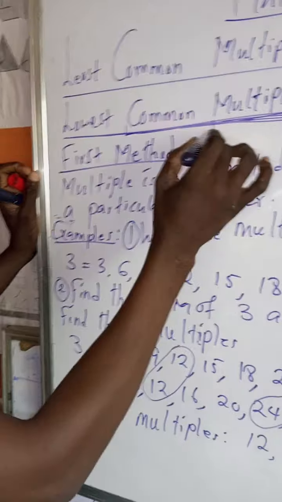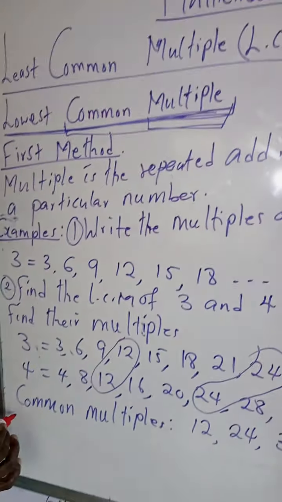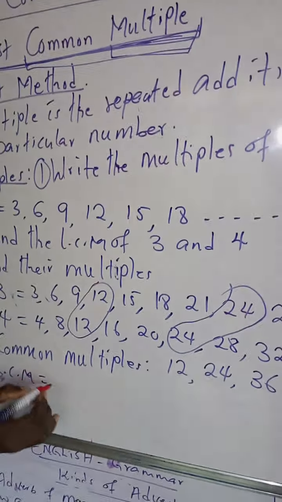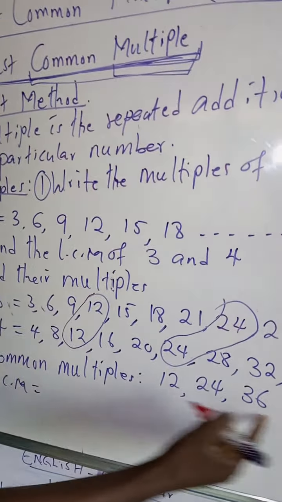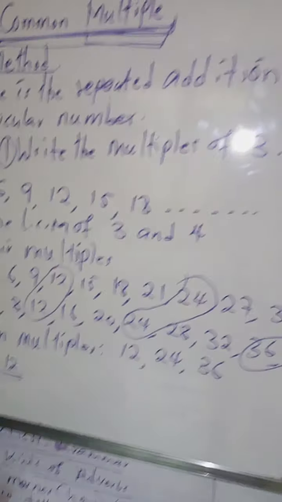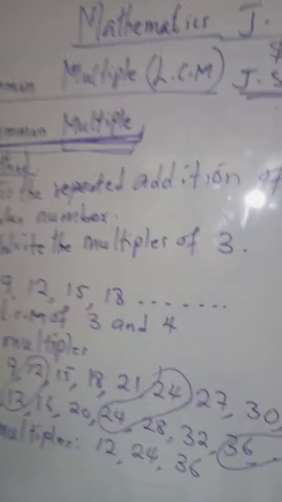Then we now move, we have fulfilled this now. So we started with this. Look for the multiple, next common multiple, then the lowest. We now go to the LCM, which is the lowest out of them. That would be what? 12. So our LCM is what? 12.